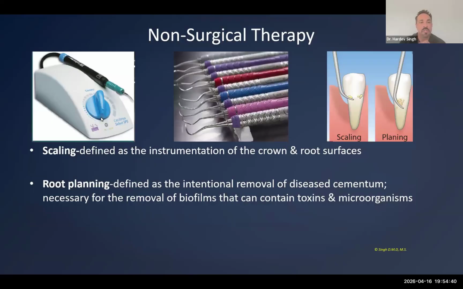So we should know non-surgical therapy involves scaling, which is removal of buildup around the crown and root surfaces, supragingival, and then root planing, like the word means, we're a little bit more aggressive at the apical root portion of the tooth, so we can remove those toxins and microorganisms.